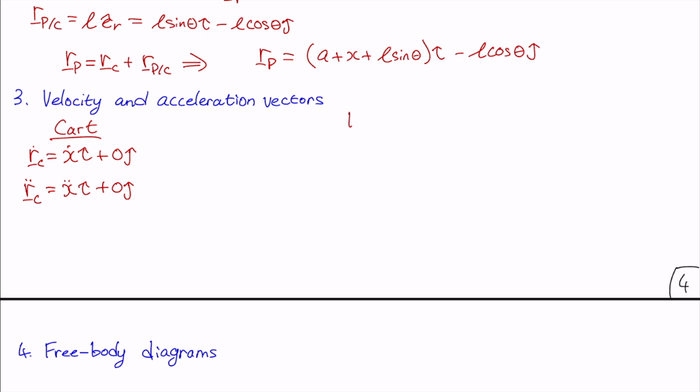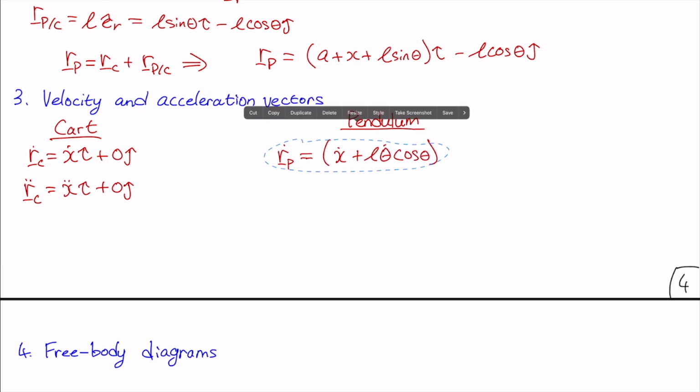Let's now take a look at the pendulum. So we'll compute Rp dot. Because we're in Cartesian, we won't need to take derivatives of any unit vectors. And so A is a constant, so we'll get rid of that. We'll get x dot plus L theta dot cosine theta. That comes from taking the derivative of the sine term, and then we pull out a theta dot from that as well. And this is all in the i direction.